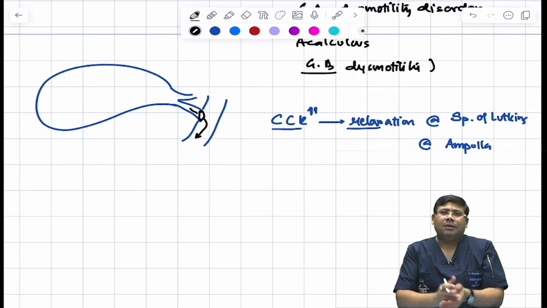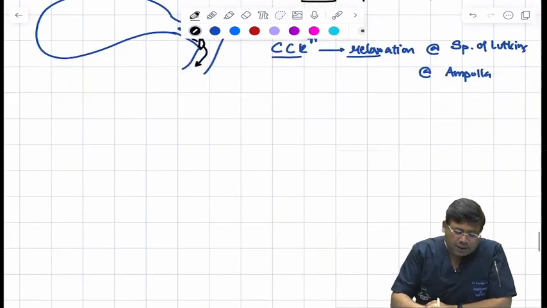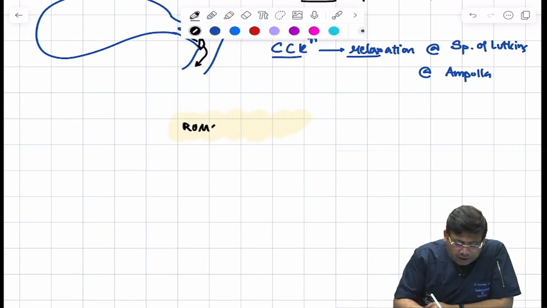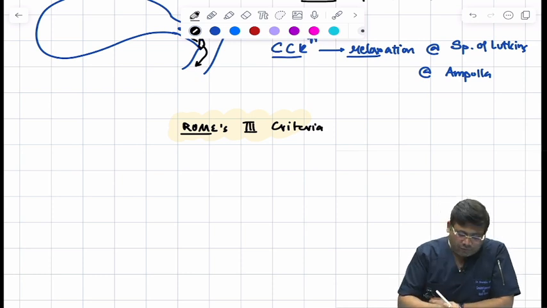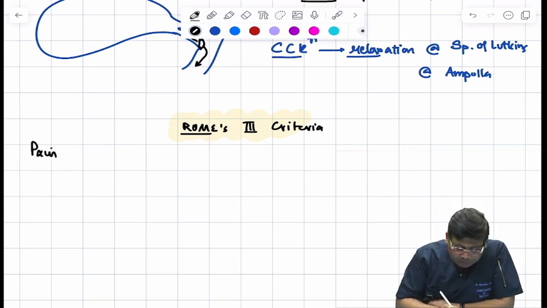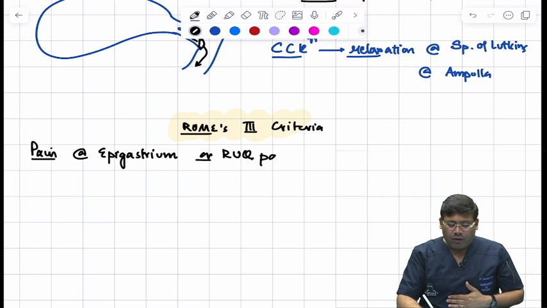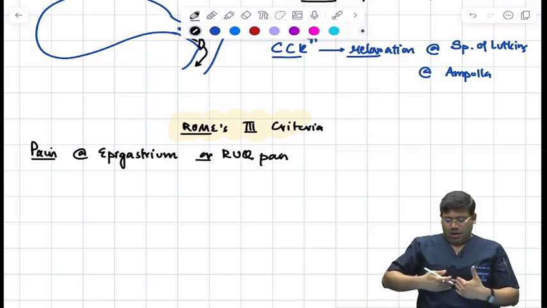How to diagnose functional gallbladder disease? Today we have a criteria for that. What is the name of that criteria? We have the Rome 3 criteria. So what is the Rome 3 criteria for functional gallbladder disease? The first is pain, and this is what is important: pain along the epigastrium or the right upper quadrant. The patient complains, doctor, I have pain over here as well as here.